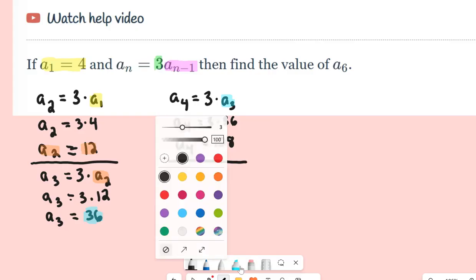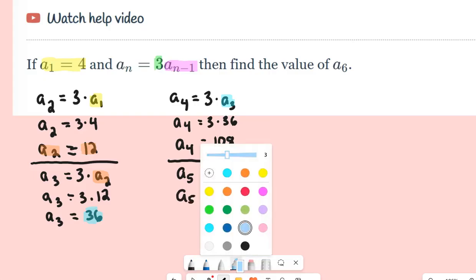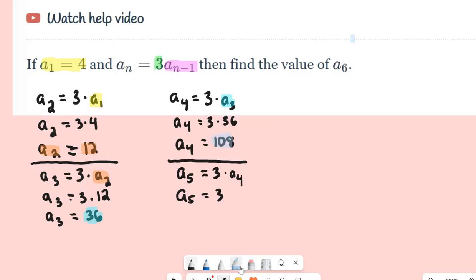And then the last one here. No, actually, we've got to go to 6. So this is not the last one. It's going to be 3 times a sub 4. And a sub 4, do we know what that was? Of course we do. A sub 4 was 108. So we will plug that in for a sub 4 here, 108. And a sub 5 is 324.